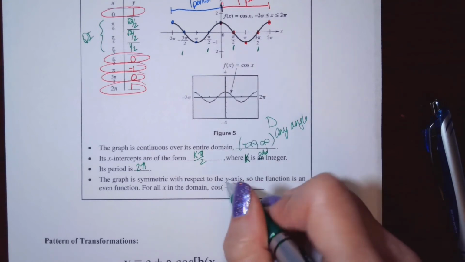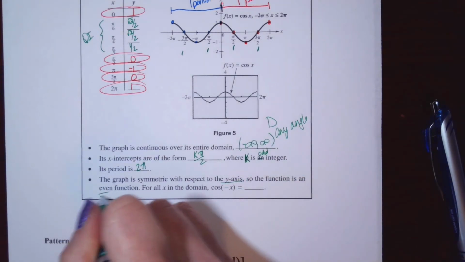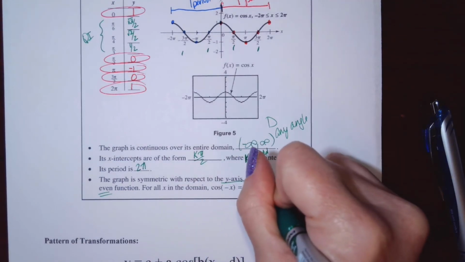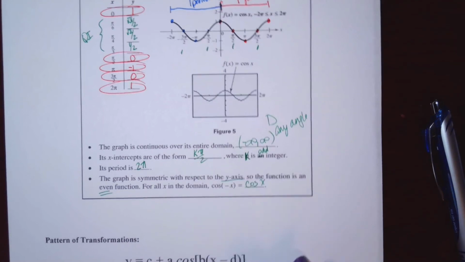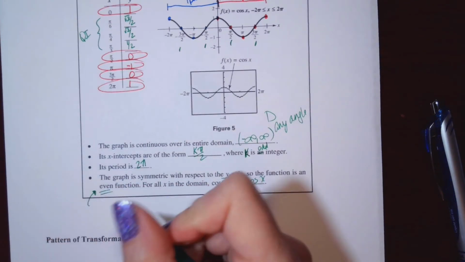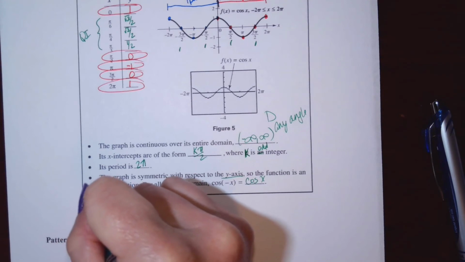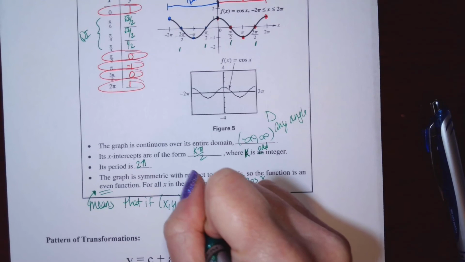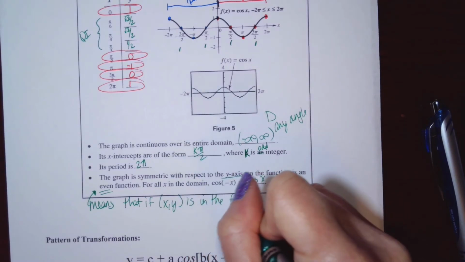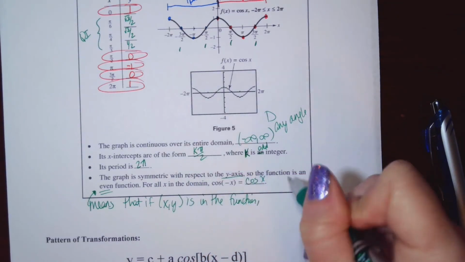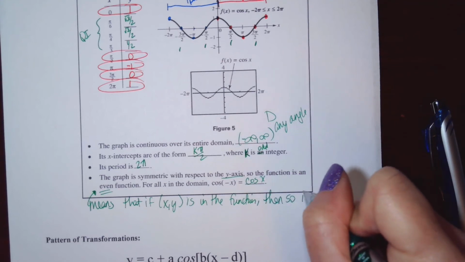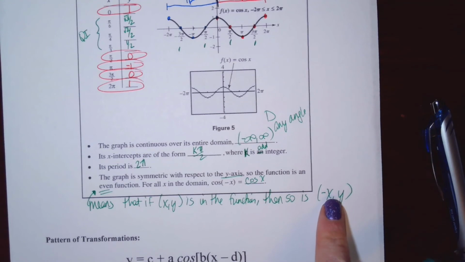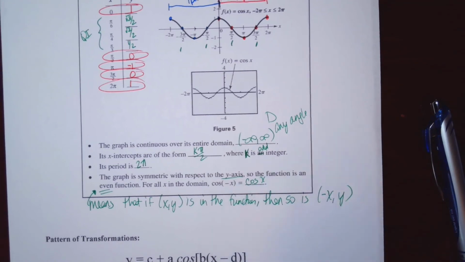Cosine is symmetric with respect to the y-axis, so it's an even function, which means when I plug in a negative x, it doesn't change anything. I still have the original function value. So the fact that it is an even function means that if (x, y) is a point on the graph of the function, then so is (-x, y). So x changes to negative x, y stays the same.